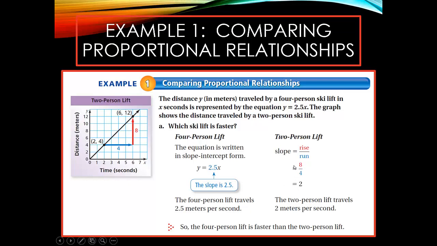Now for the 2-person lift, we should look at our graph. We want to find our slope, so we would do our rise over run. So we have 2 points here. You can see that our run would be 4, our rise would be 8. So our slope would be 8 over 4, and 8 divided by 4 equals 2. So the 2-person lift travels 2 meters per second, because this equation would be y equals 2x. So the 4-person lift is faster than the 2-person lift.